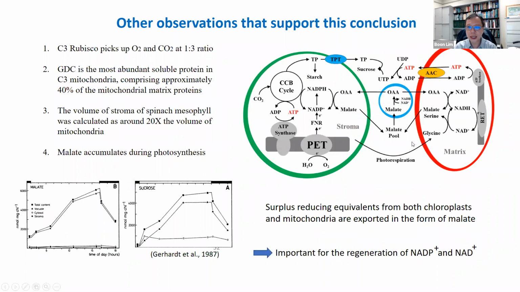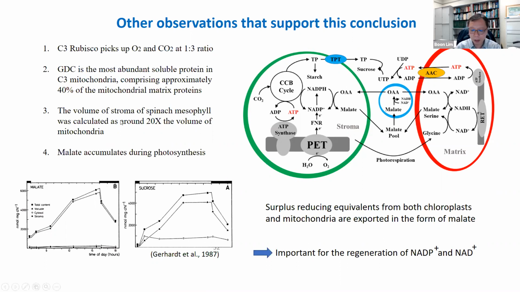Other observations that support this conclusion are that in C3 plants, rubisco picks up CO2 and O2 at a ratio of 3:1. So that means that a lot of 2-PGA has to be regenerated through photorespiration. And GDC is the most abundant soluble enzyme in the C3 mitochondria, comprising approximately 40% of mitochondrial matrix protein. Why that requires a lot of GDC is because photorespiration has a high flux.